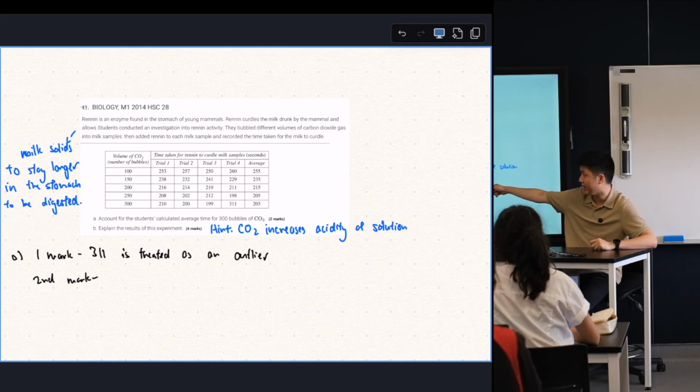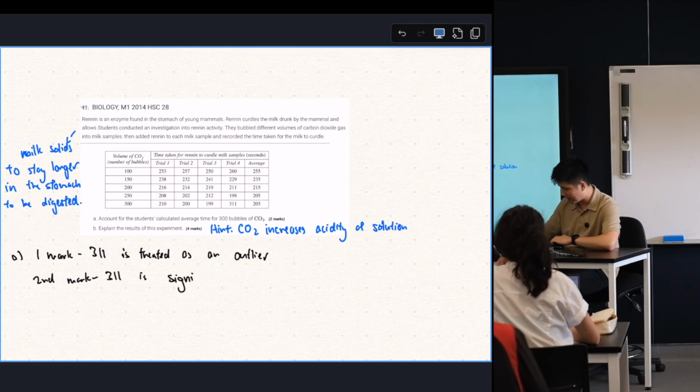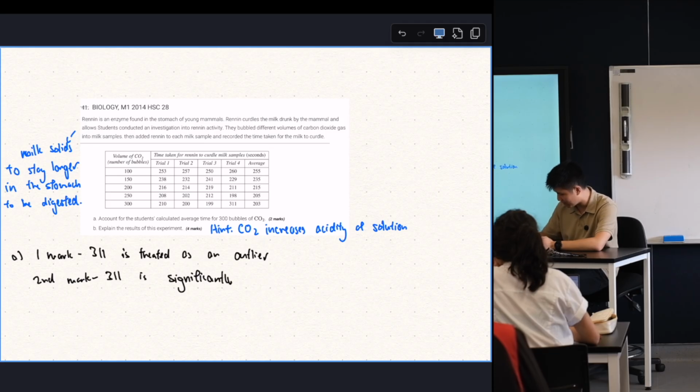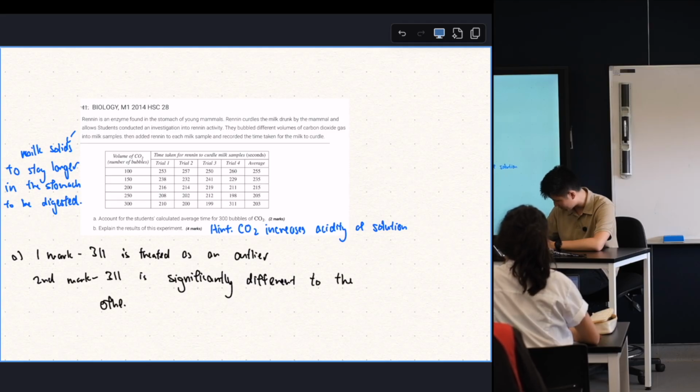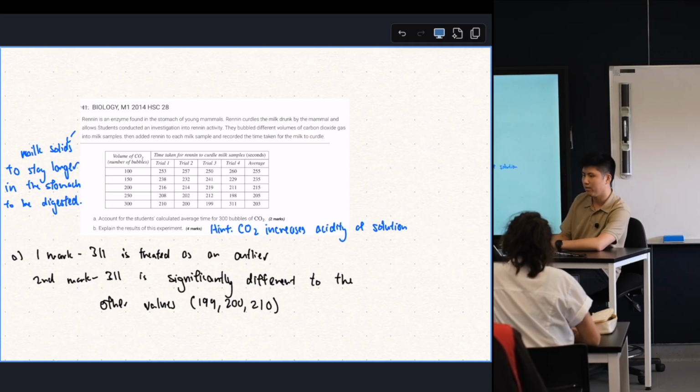Right. So we just identified that 311 is an outlier, but we've got to say why it is an outlier. So I'm going to say why is it an outlier? Well, it's really different to the other values. Right. 311 is significantly different to the other values: 199, 200, and 210. Right.